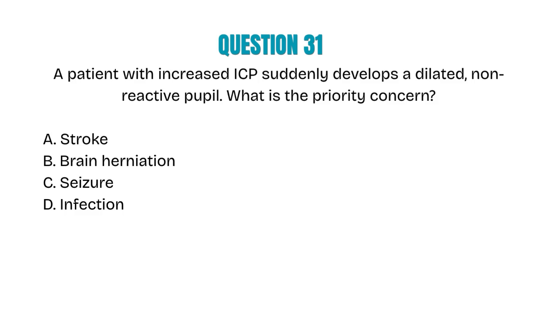Question 31. A patient with increased ICP suddenly develops a dilated, non-reactive pupil. What is the priority concern? A. Stroke. B. Brain herniation. C. Seizure. D. Infection.